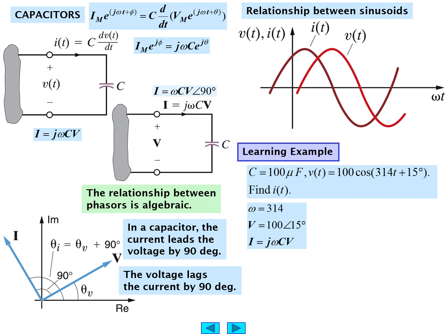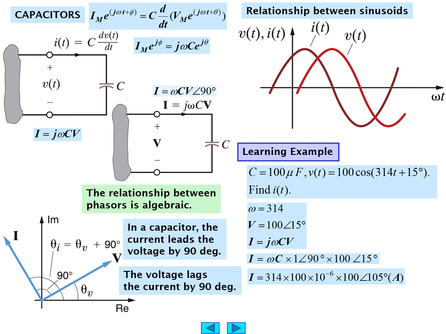V is equal to 100 angle 15 degrees, which we get from our given example. Therefore I is equal to jωCV, which we got from our test solution. So I is ωC times 1 angle 90 times 100 angle 15 degrees. The 1 angle 90 is the representation of j, of course. j is equal to e^(j90°), or angle 90 degrees with an amplitude of 1. So I is equal to 314 times 100 times 10 to the minus 6, which is the capacitor value in farads, 314 being omega, times 100 angle 105 degrees. Remember that the angles add in this case: 90 degrees and 15 degrees add up to 105 degrees. And of course the units are amperes.